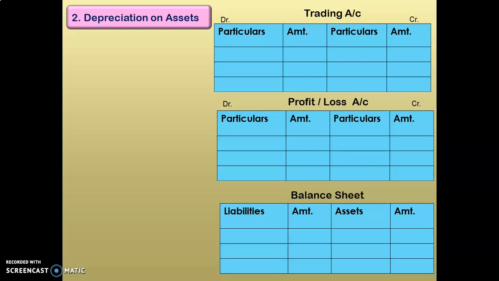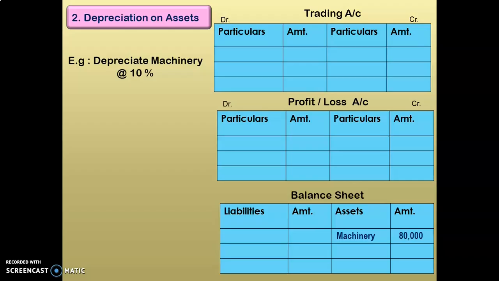Depreciation on asset. Depreciation is a reduction in the value of asset due to its use, wear and tear. The percentage of depreciation will be given in the adjustment. We have to calculate the amount of depreciation on that particular asset and give effects. So here we have machinery worth rupees 80,000 and the adjustment is to calculate 10% depreciation on machinery. So 10% depreciation on 80,000 will be rupees 8,000.